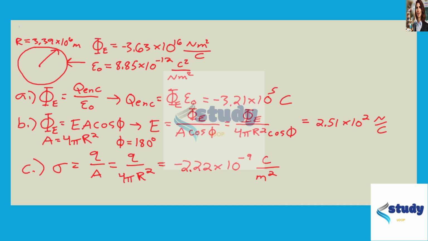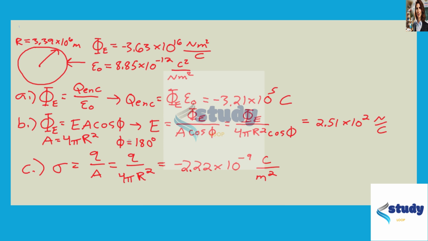Part B asks us to find the electric field at the planet's surface. With this, we use the definition of electric flux. The definition of electric flux is the electric field times the surface area times the cosine of the angle between the normal to the surface and the direction of the electric field. In this case, the electric field is pointing down towards the surface, and the normal to the surface would point straight up out of the surface. So the angle there is 180 degrees. So our angle phi is 180 degrees.